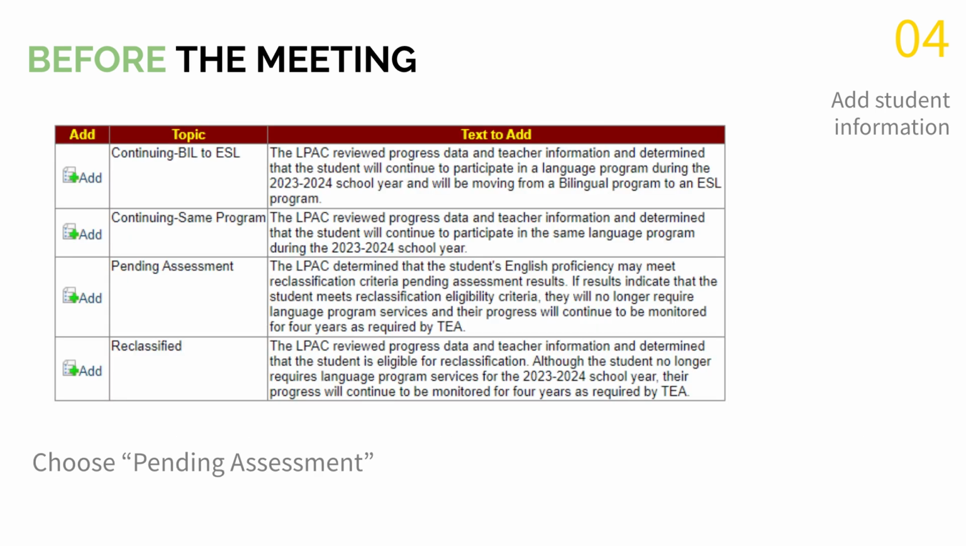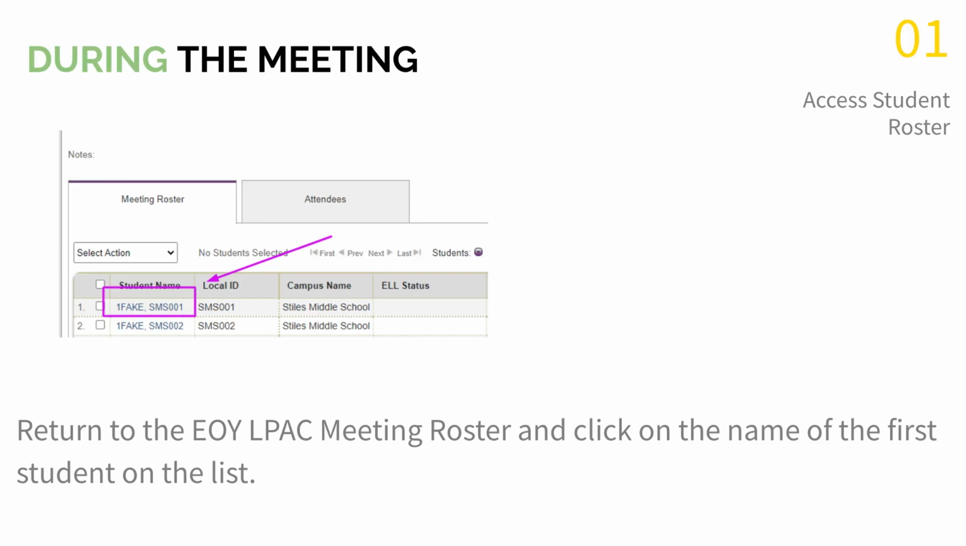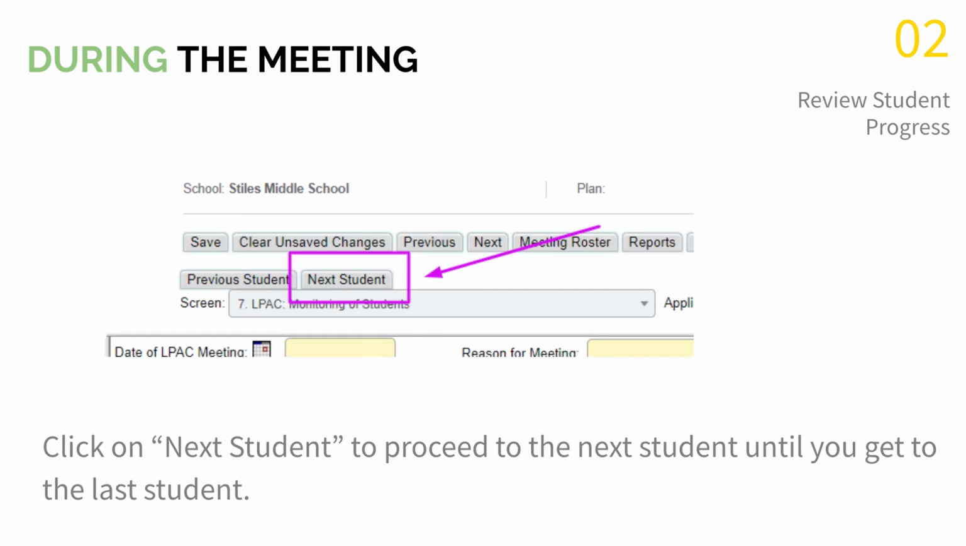Choose Pending Assessment. During the meeting, access the student roster, review student progress information, and obtain signatures. Return to the end of the year LPAC meeting roster and click on the name of the first student on the list. Make sure that you are on screen 9, LPAC end of the year annual review, and discuss the recommendation information for each student. Click on next student to proceed to the next student until you get to the last student.